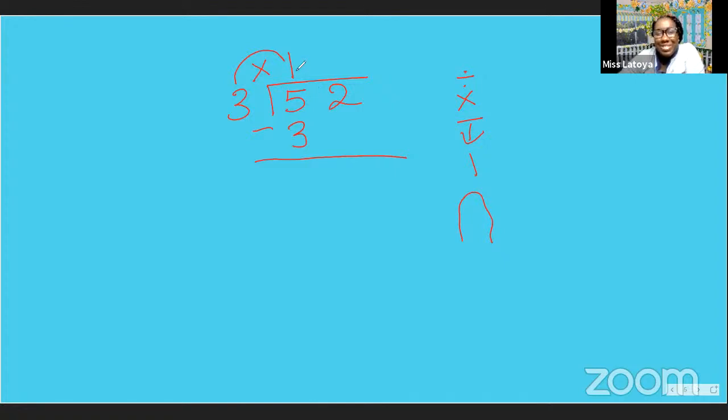So let's go. 3 into 5 is 1. 3 ones are 3. We're going to subtract. 5 take away 3 is 2. We're going to bring down the next 2. So now what are we dividing? We are not just going to be saying 3 into 2, because the number we have here is 22. So we have to say 3 into 22. How many times could 3 go into 22?